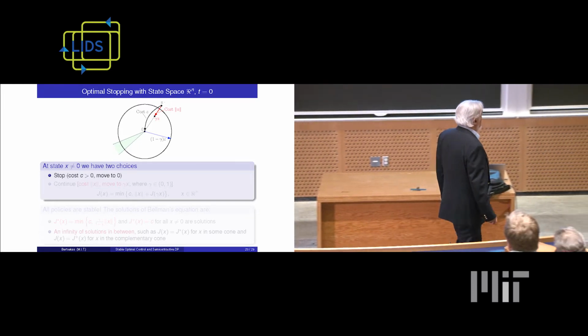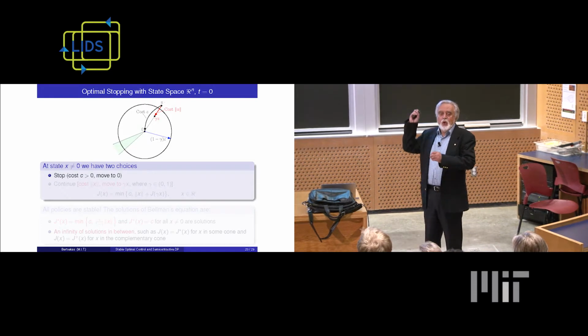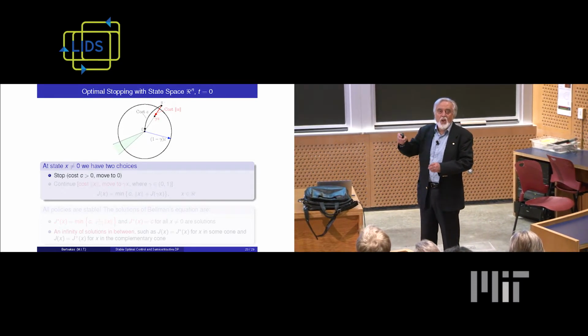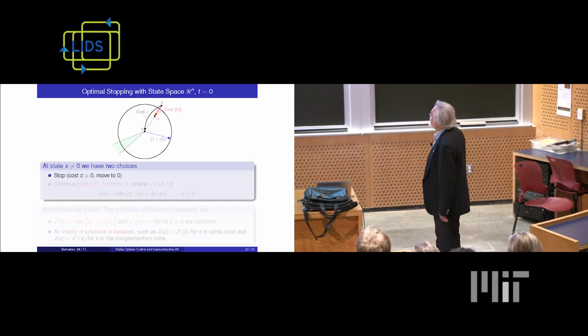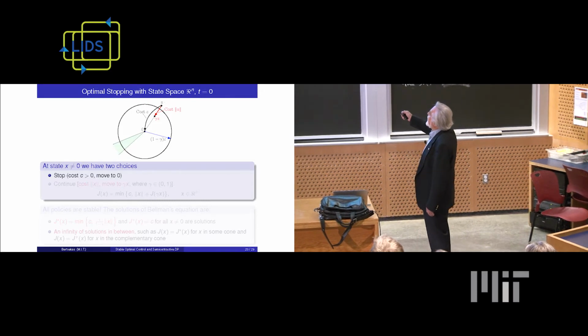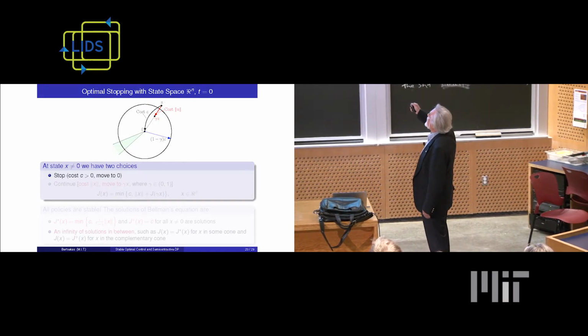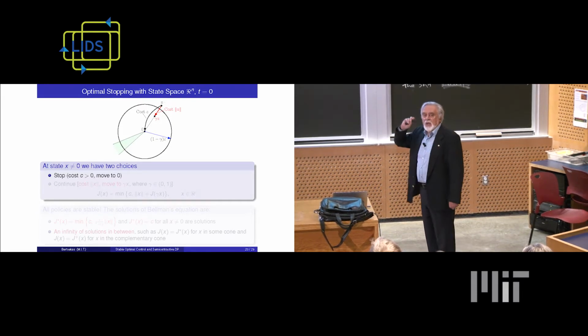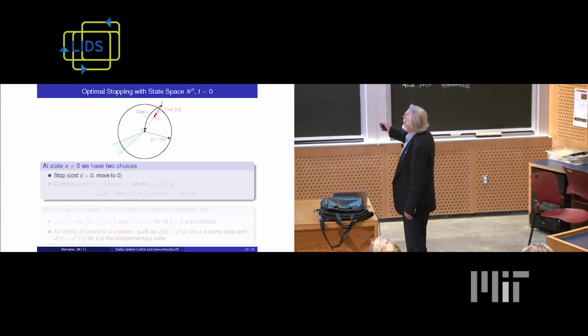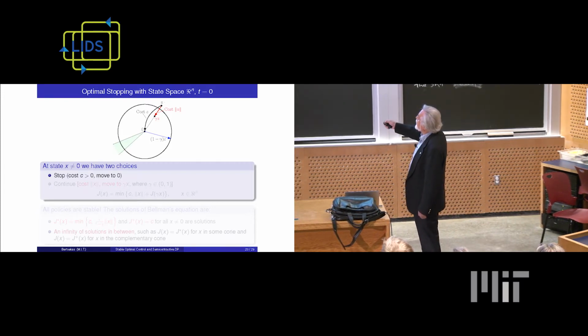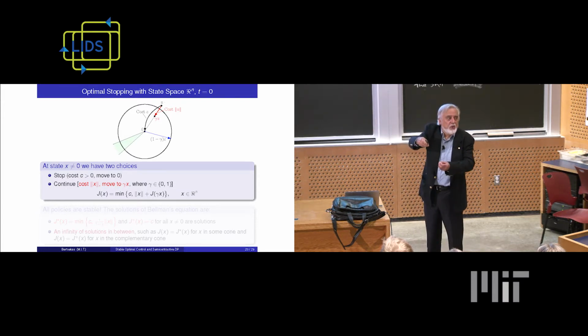Okay, so this is an optimal stopping problem where there are two actions. Either stop and go to the destination directly and pay a stopping cost, or continue and stay at a non-destination state. Here the state space is Rn, and the destination is the origin. So we're trying to go to the origin at minimum cost. At a non-destination state, we have two choices: to stop, the black move from x at the top here, which costs you a constant c, and you move to 0. The second choice is to continue, in which case you move to the state gamma x. You move closer to the destination. Gamma is less than 1. You move closer to the destination, but not quite there.